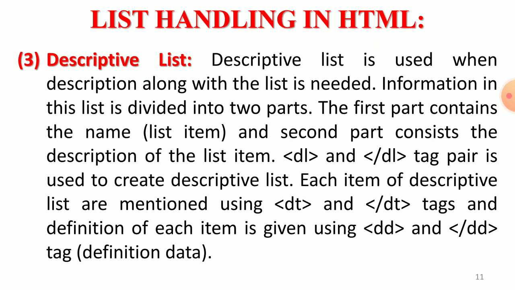Each item of the descriptive list is mentioned using DT and /DT. That means descriptive data, DT and /DT tag, and the definition of each item is given using DD and /DD tag. That means definition data. And then an example of a descriptive list.